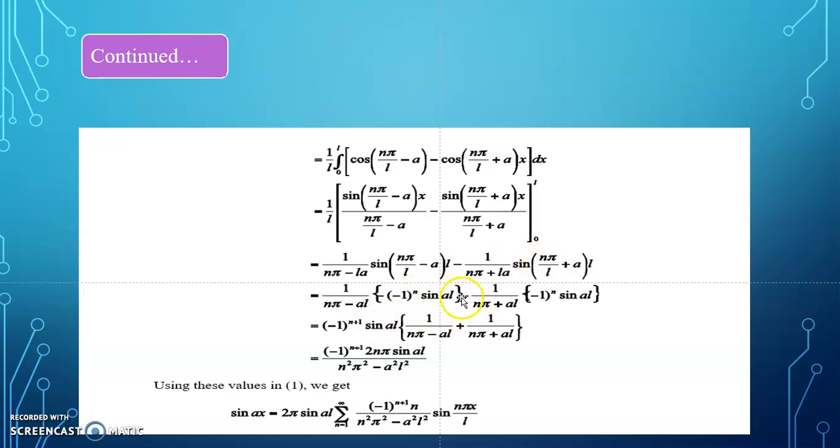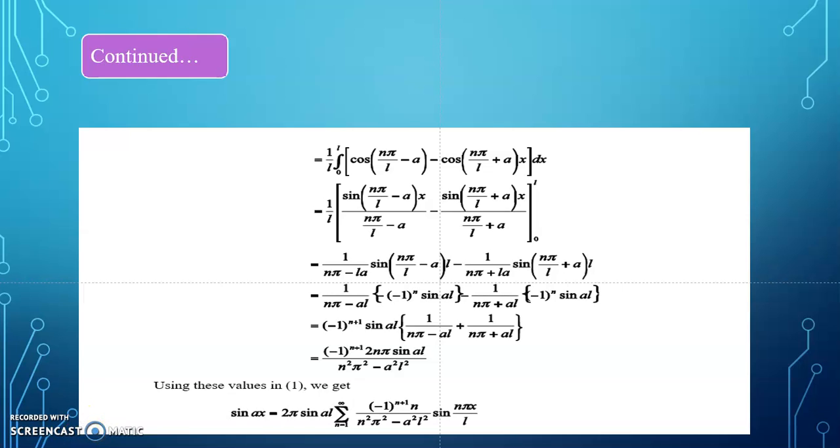After this we can take sin aL outside from both the terms. The remaining is 1 by (n pi minus aL) plus 1 by (n pi plus aL). Taking the LCM as (n pi minus aL) and (n pi plus aL), we get the term 2 n pi into sin aL by (n square pi square minus a square L square). So using these values we get this value.